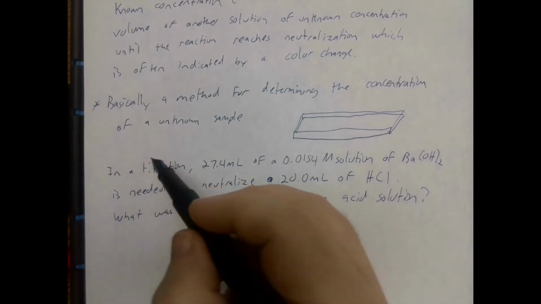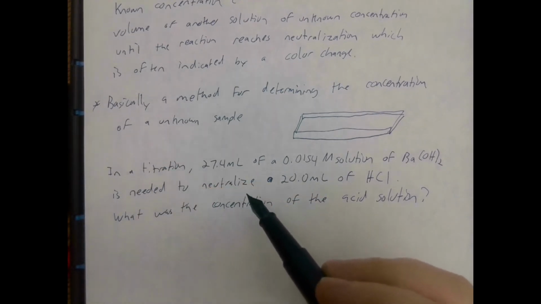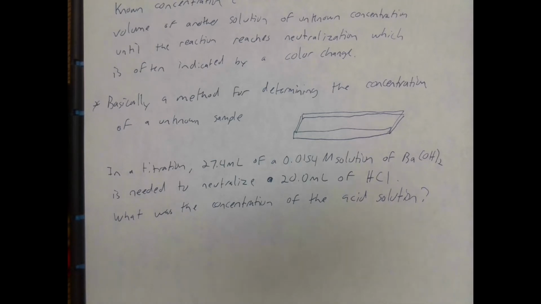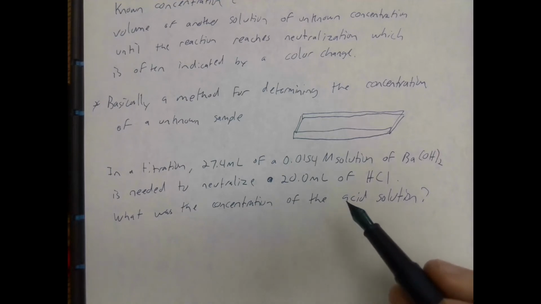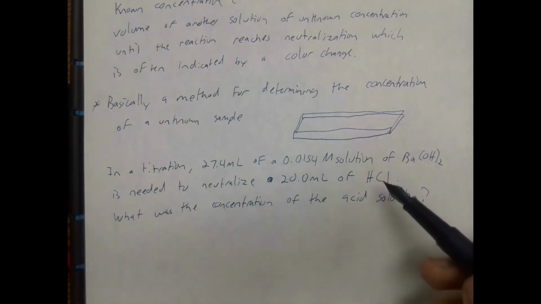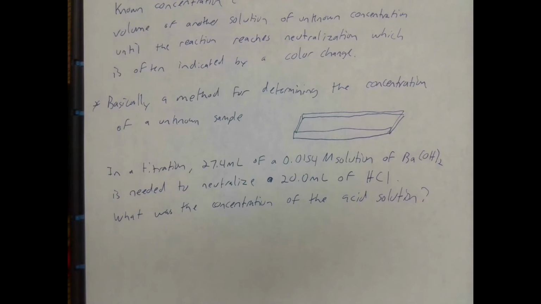So here's a problem. In a titration, 27.4 milliliters of a 0.0154 molar solution of barium hydroxide is needed to neutralize 20 milliliters of hydrochloric acid. What was the concentration of the acid solution? What does it mean to neutralize? Get rid of it. So completely destroy all the HCl.